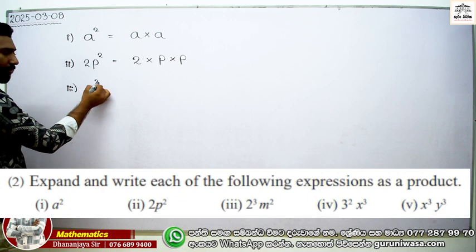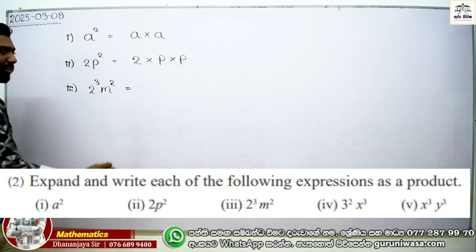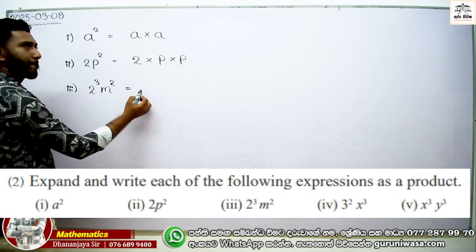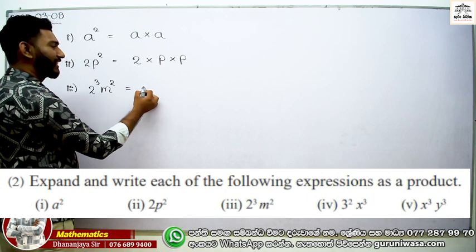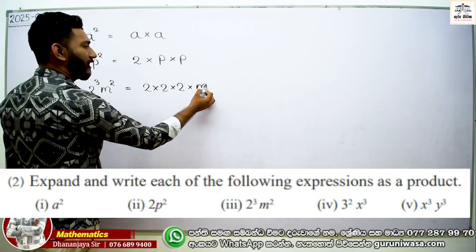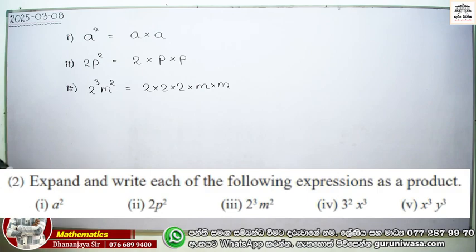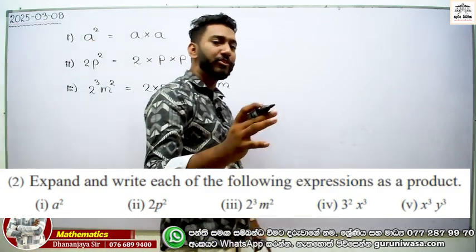Now look at the third example. 2 to the power of 3, m to the power of 2. Now, how can we write it as a product? 2 multiplied by 2 multiplied by 2 into m multiplied by m. Very good. 2 into 2 into 2 into m, right?